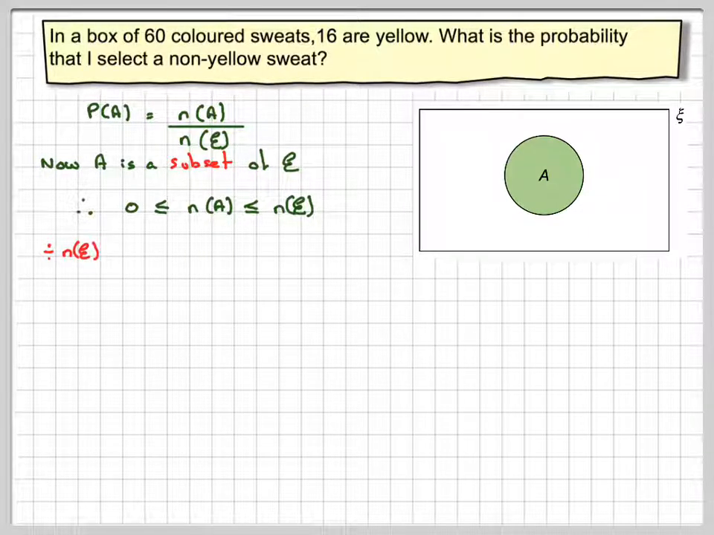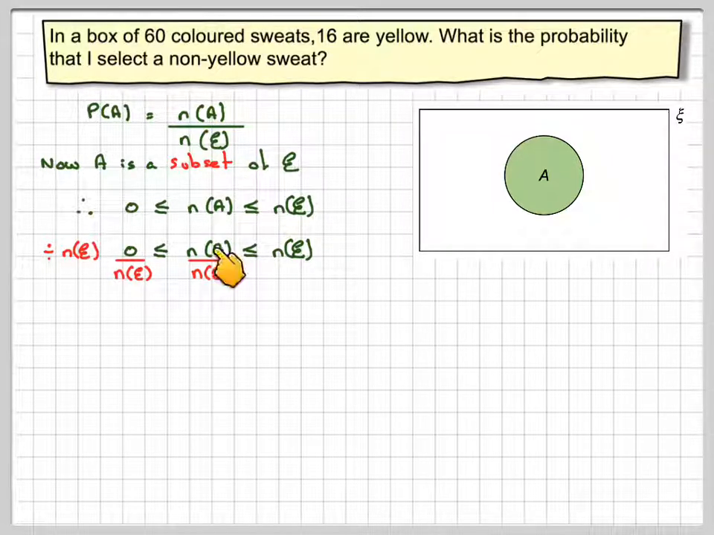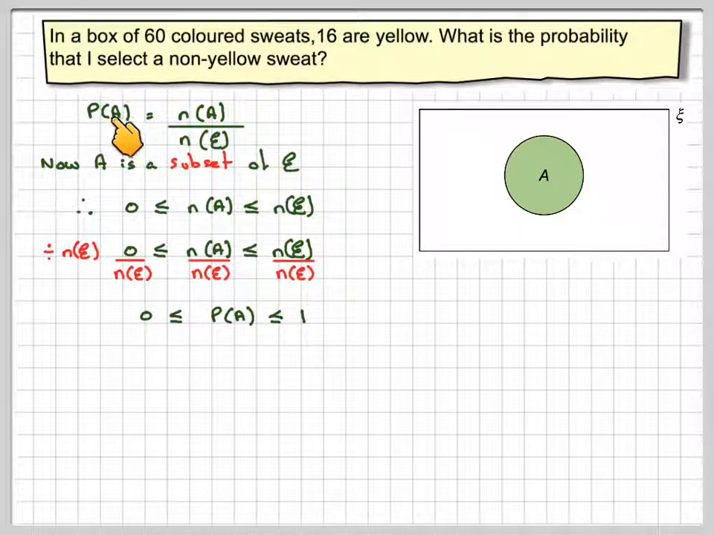If we divide each of these by the number in the universal set, so let me write that again, we're going to do 0 divided by the number in the universal set, the number in A divided by the number in the universal set, and the number in the universal set divided by the number in the universal set. Well, 0 divided by anything is 0. The number in A divided by the number in the universal set is defined as the probability of A, and the number in the universal set divided by the number in the universal set is defined as 1. So what I've shown you here is that all probabilities are between 0 and 1.